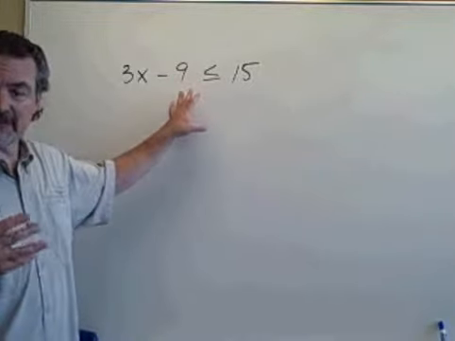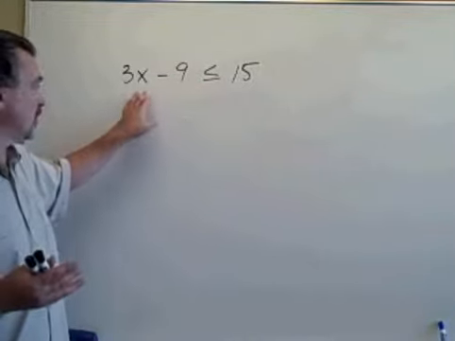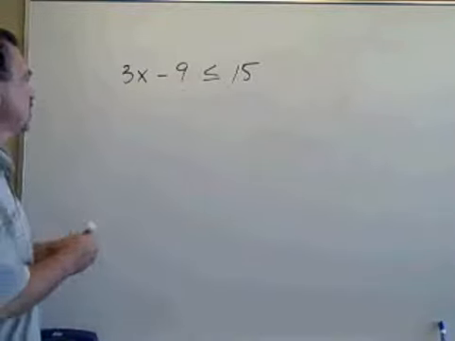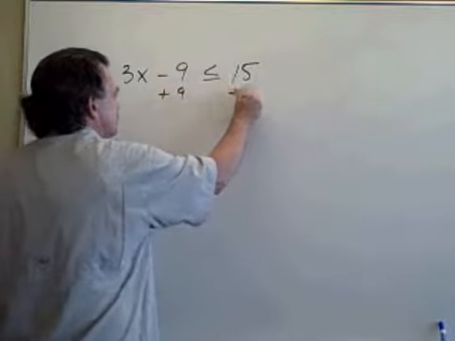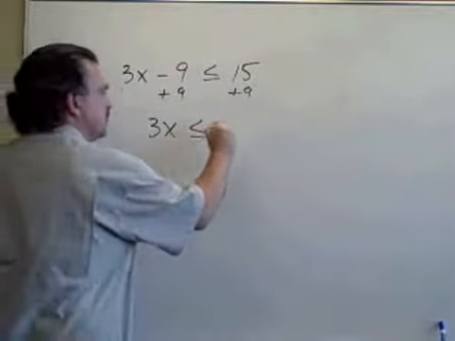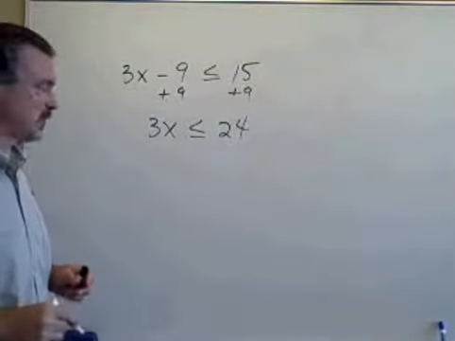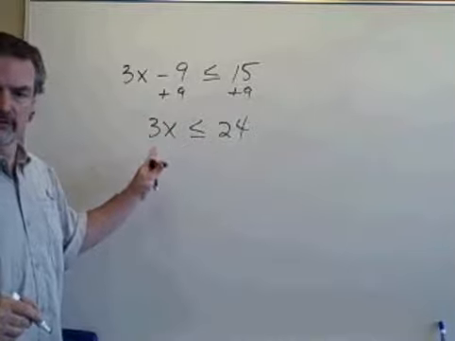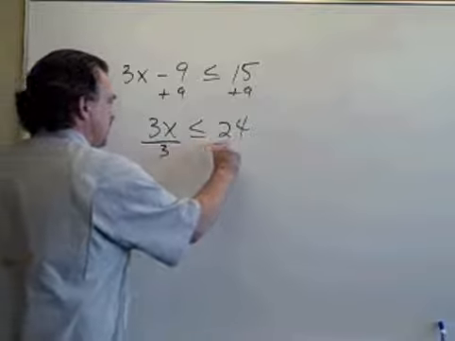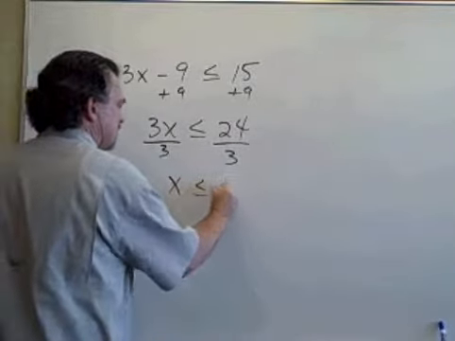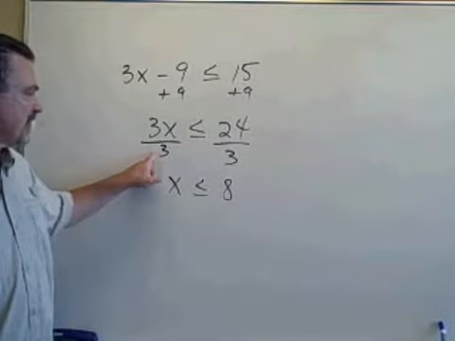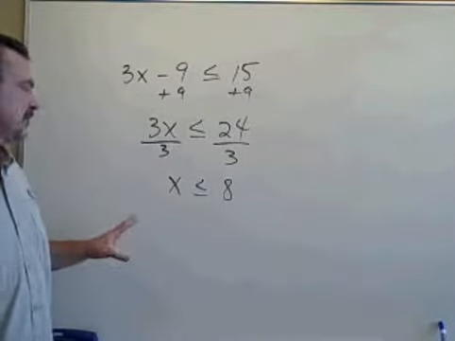So here, I'm going to attack this the way I would attack a linear equation. Well, wouldn't I try to isolate the x by adding 9 to both sides? So 3x is less than or equal to 24. 15 plus 9 is 24. And now, to finish solving and get the coefficient 1, I would divide both sides by 3. So x is less than or equal to 8. And again, I only have to reverse the inequality sign if I divide by a negative. Only if I divide by a negative.